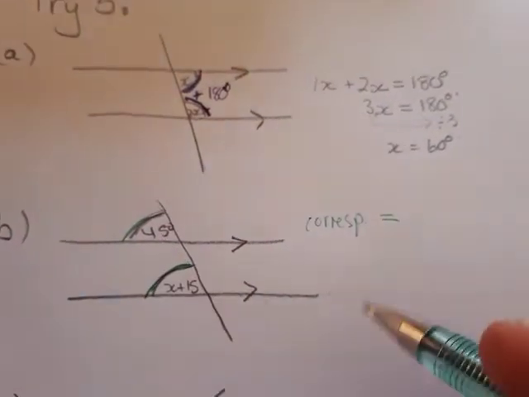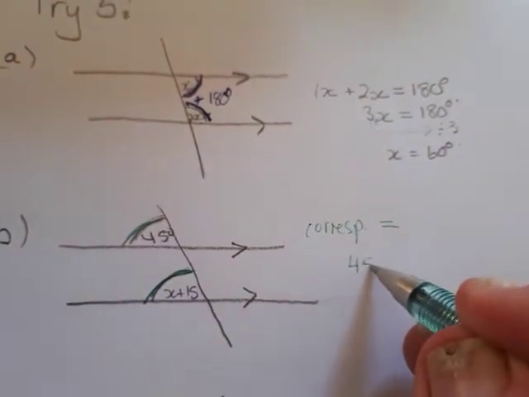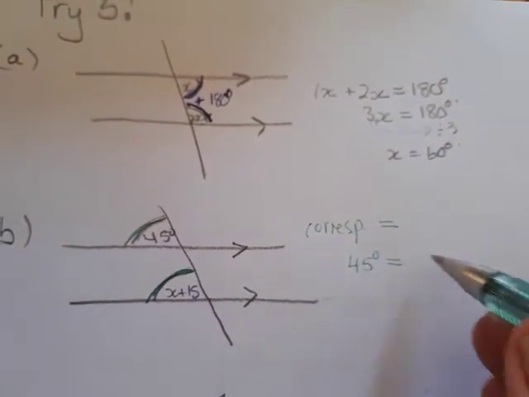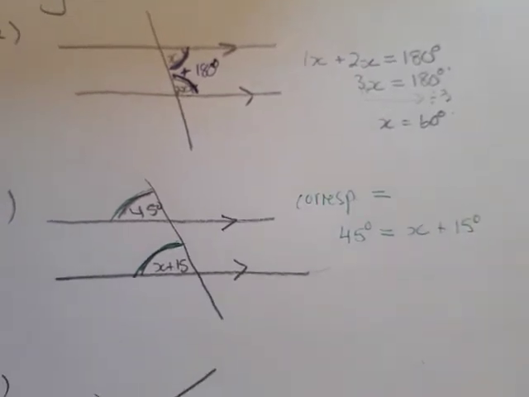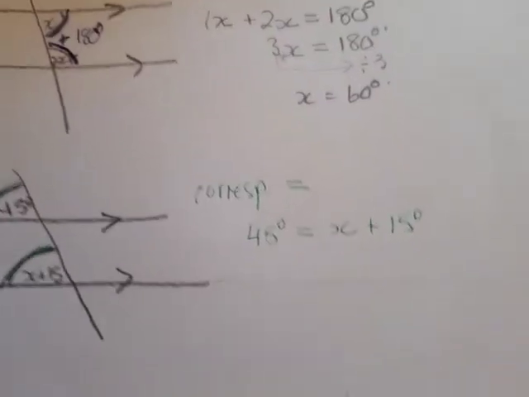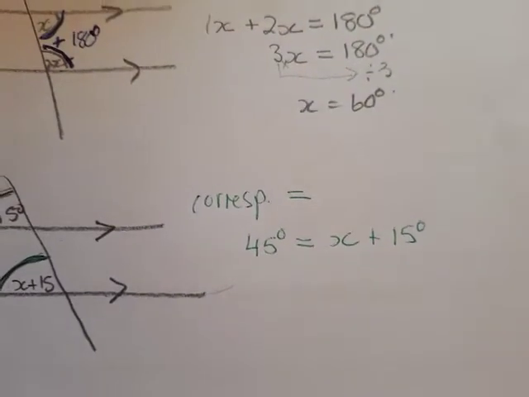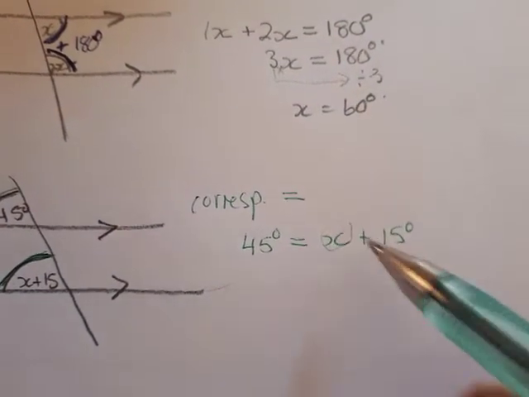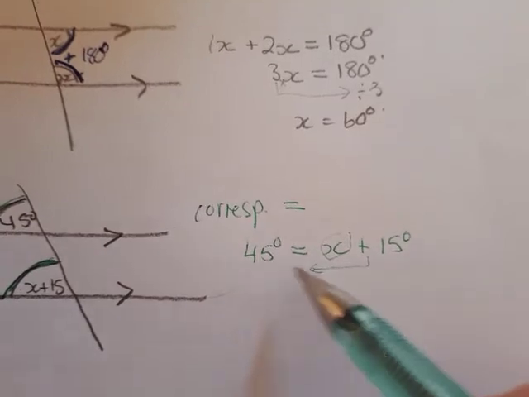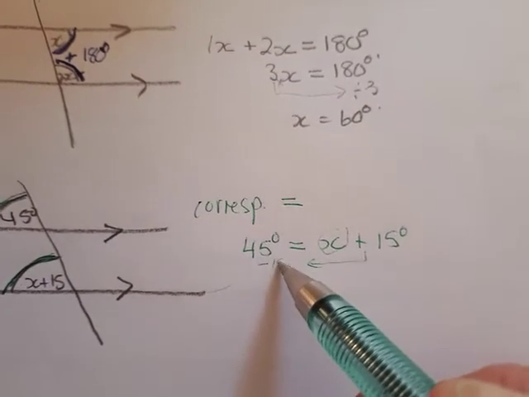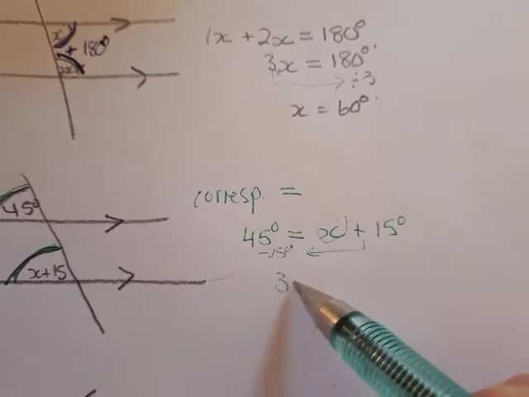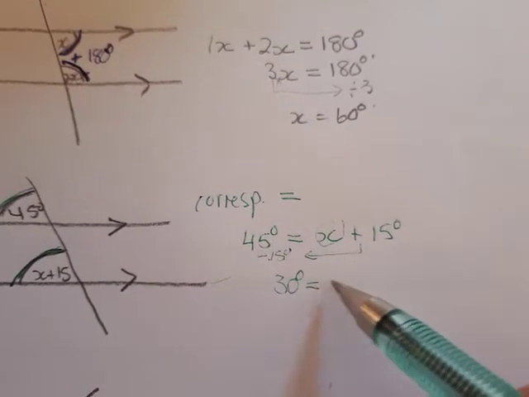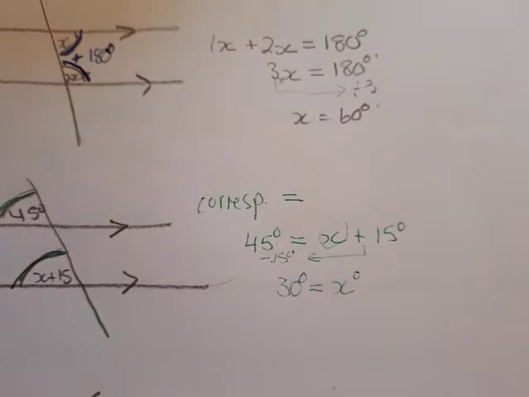So in this case, you can say that 45 degrees is the same as x plus 15 degrees. Okay, and again, we've got a linear equation, people, meaning we want to find x. So you must move the 15, which becomes negative 15, and then 45 minus 15 gives you 30 degrees, which then is equal to x.